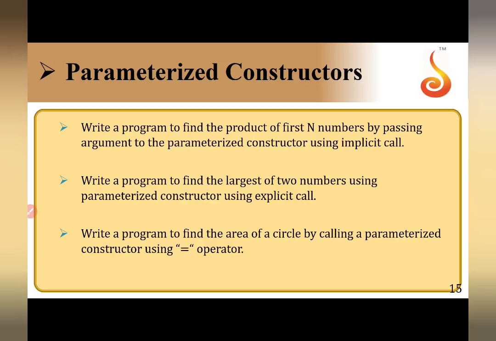Write a program to find the product of first n numbers by passing argument to the constructor using implicit call. So using implicit call, you need to pass the argument to the constructor. Again, the constructor is a parameterized constructor. And what is the program doing? It is going to find the product of first n natural numbers. Please make a note of the program statement so that we can start writing the program.